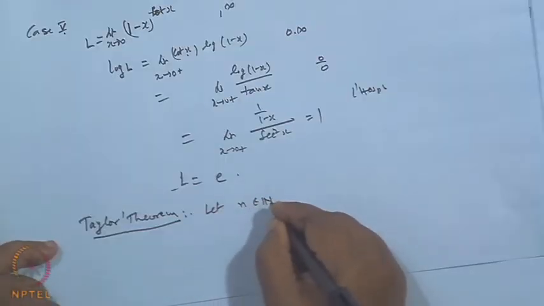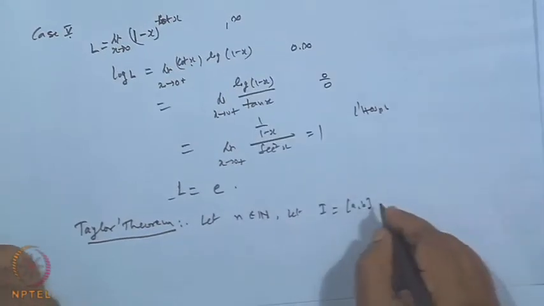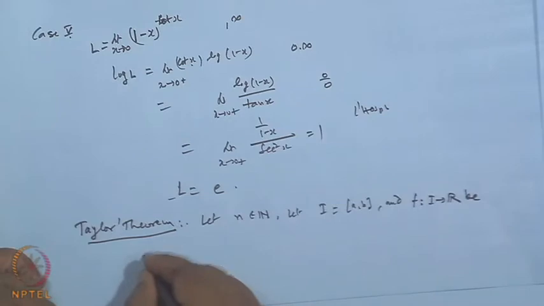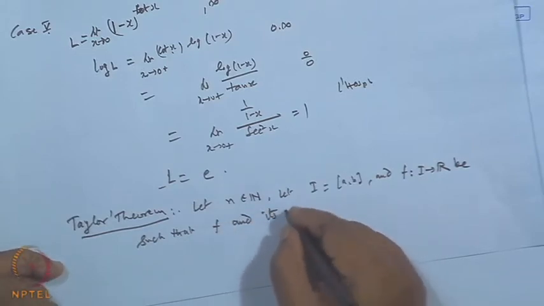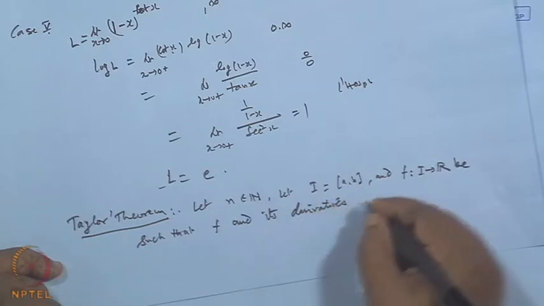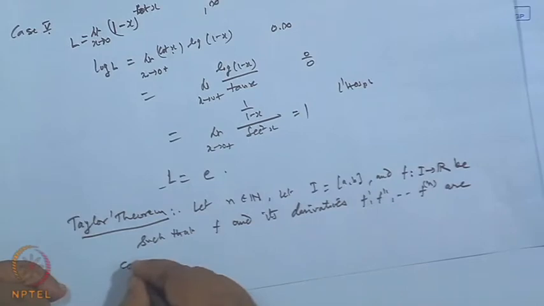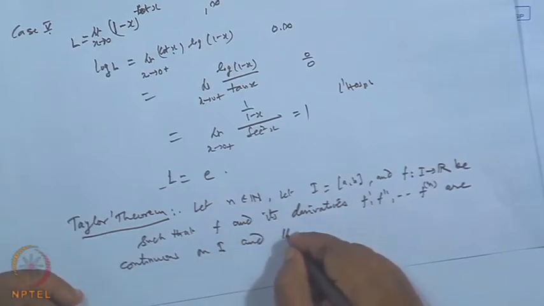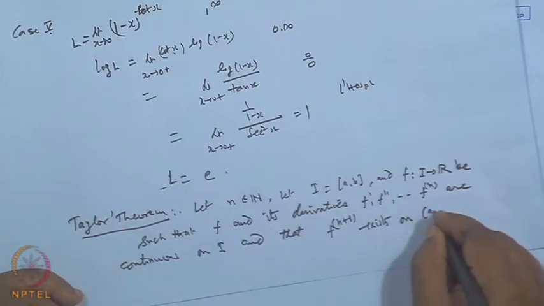What this theorem says is, let n belong to capital N, and let I be the closed interval a b, and let f be a mapping from I to R such that f and its higher order derivatives, say up to order n, f prime, f double prime up to f n, the nth order derivative, are continuous on the interval I, and that the n plus 1th derivative exists on the open interval a b.